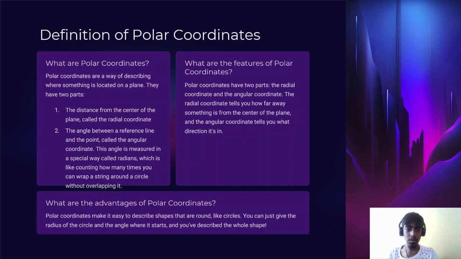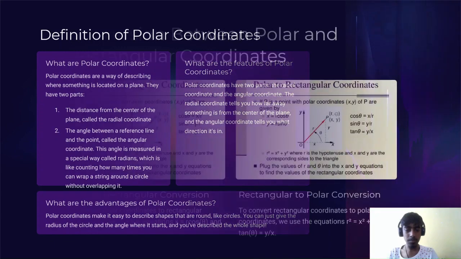Features of polar coordinates are the radial coordinate and angular coordinate. The radial coordinate tells how far away something is from the center of the plane, and the angular coordinate tells you what direction it is. Advantages of polar coordinates. Polar coordinates make it easy to describe shapes around a circle. You can just give the radius of the circle and the angle where it starts. You can describe the whole shape of it.